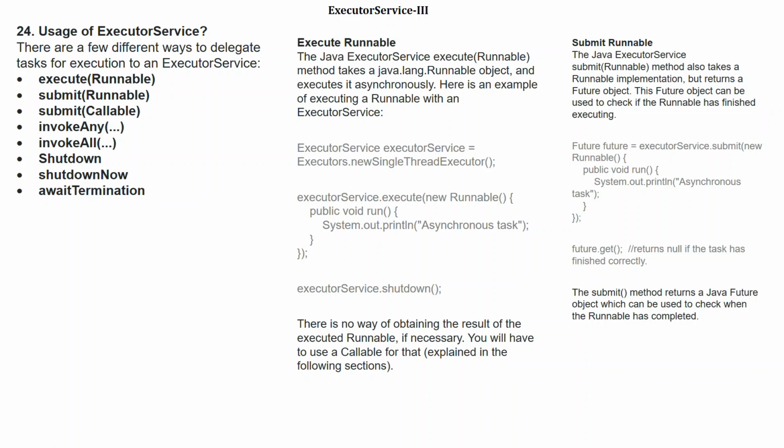There is no way of obtaining the result of the executed Runnable, if necessary. You will have to use a Callable for that, explained in the following sections. submit(Runnable): the Java ExecutorService submit(Runnable) method also takes a Runnable implementation, but returns a Future object. This Future object can be used to check if the Runnable has finished executing. See an example. The submit method returns a Java Future object which can be used to check when the Runnable has completed.